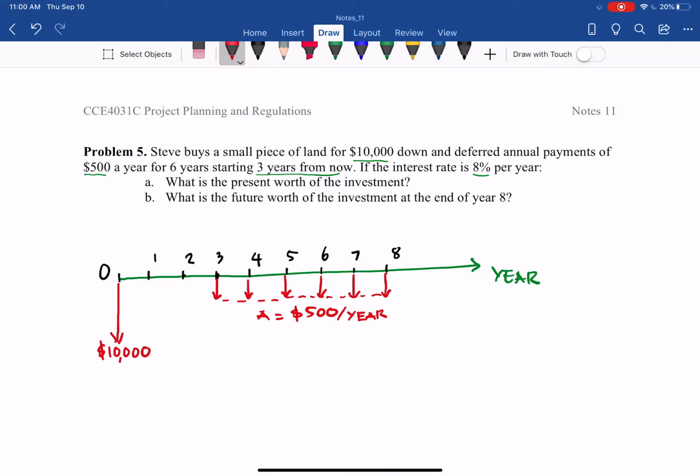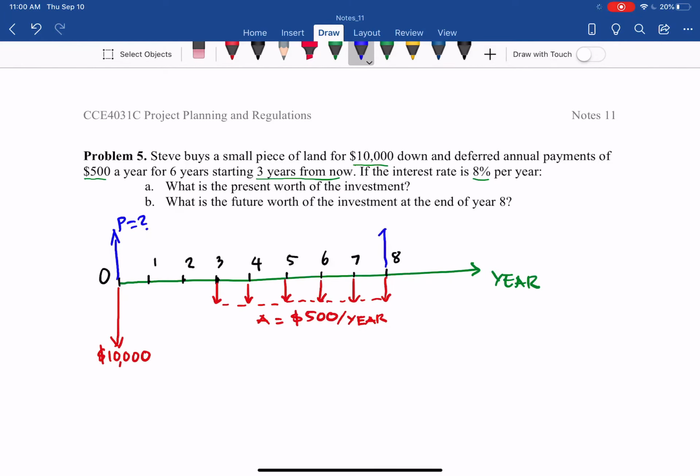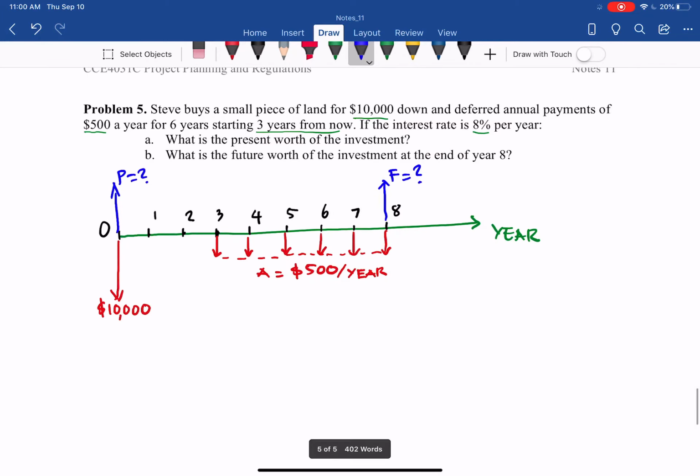And the question is, what is the present cost of the investment? So what is the present value? That is A. What is B in here? B is, what is the future value of this investment at the end of year 8? The end of year 8 will be here. So that is B. So let's do this. The equivalent amount of the $10,000 down and $500 per year, starting at year 3 for 6 years until the end of year 8.